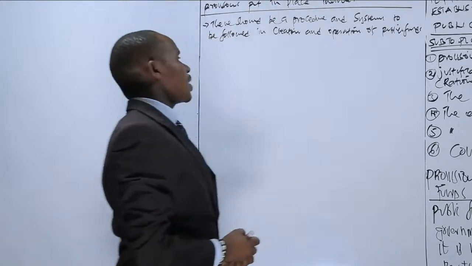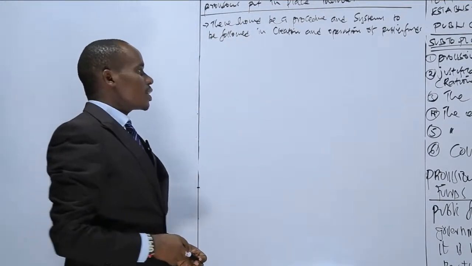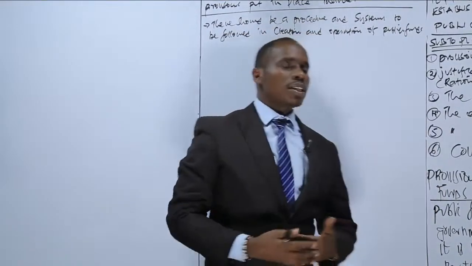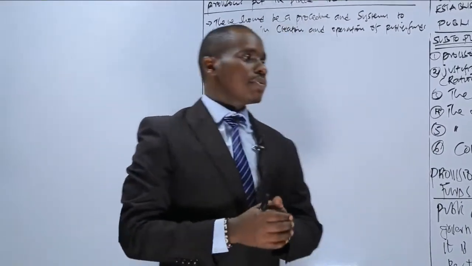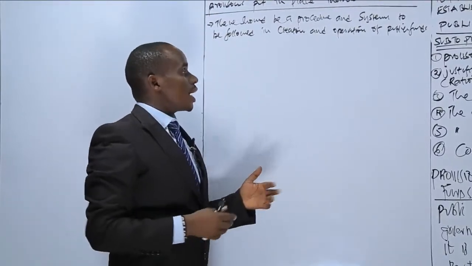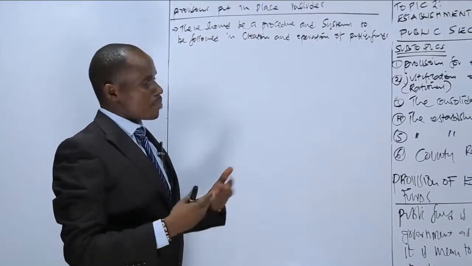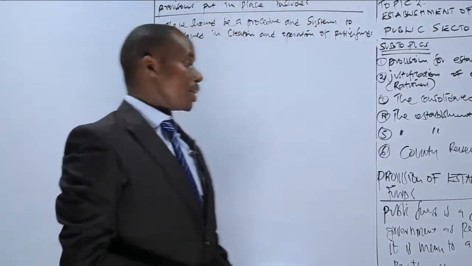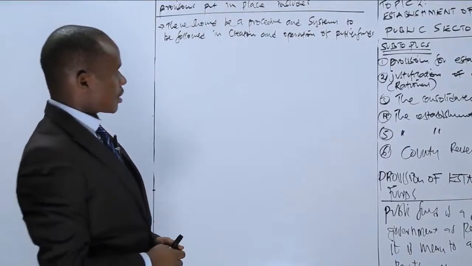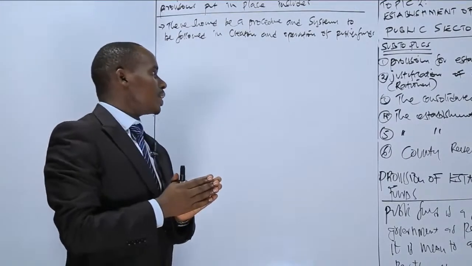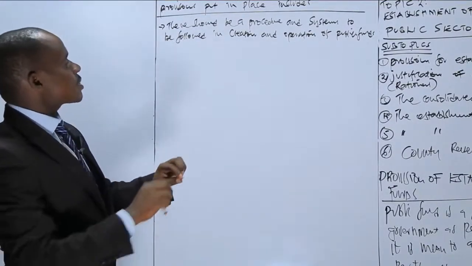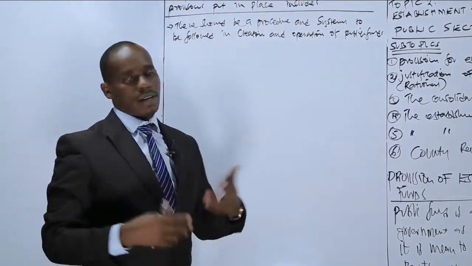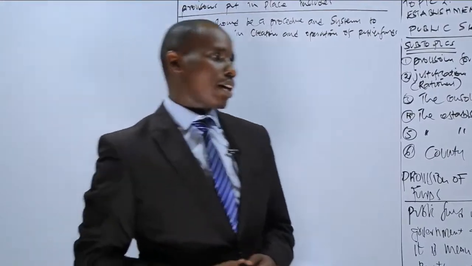There should be a procedure and a system to be followed in creation and operation of public funds. Simply because if we do not have procedures, if we do not have systems, then obviously we will have some problems. Some issues are likely to crop up. For instance, we can have misappropriation of these particular funds. So a procedure has to be put in place and a system needs to be there, which is supposed to be followed in the process of establishing or creating and operating these particular funds.